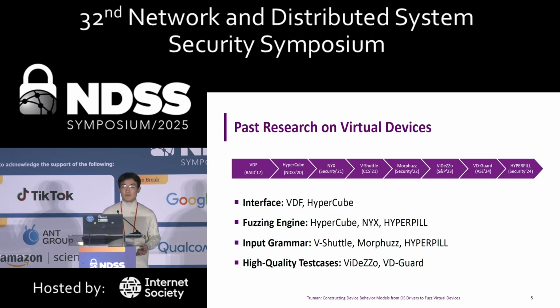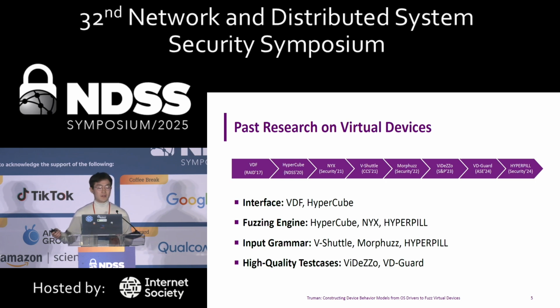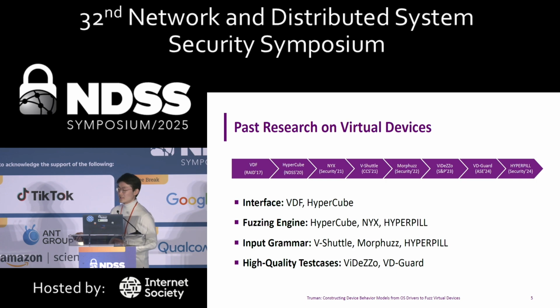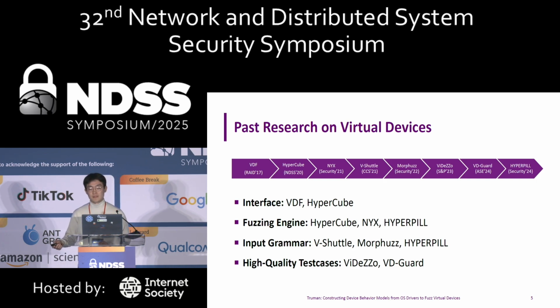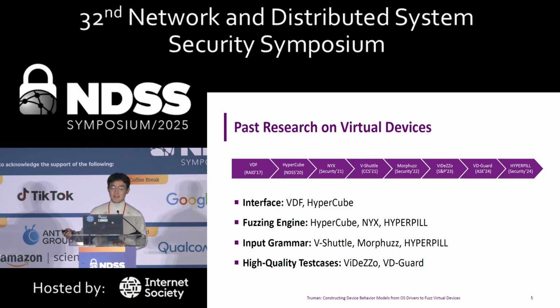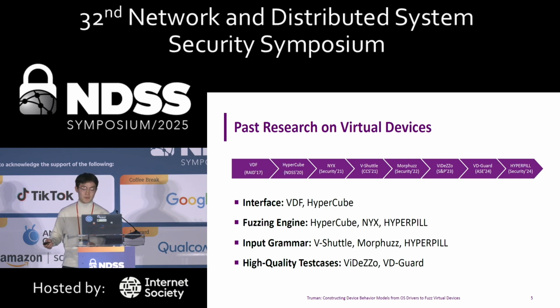Past research on virtual device fuzzing has explored several areas. Tools such as Hypercube and Nyx focus on the environment, providing tailored platforms for fuzzing, but often lacking deeper semantic analysis. Other tools such as VDF target the interface, particularly the PIO and MMIO interfaces. Grammar-based fuzzers like vShuttle and Morphuzz improve input generation by defining device-specific grammars, but this process is manual and time-consuming.